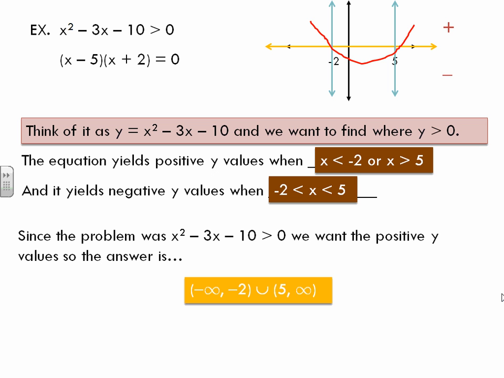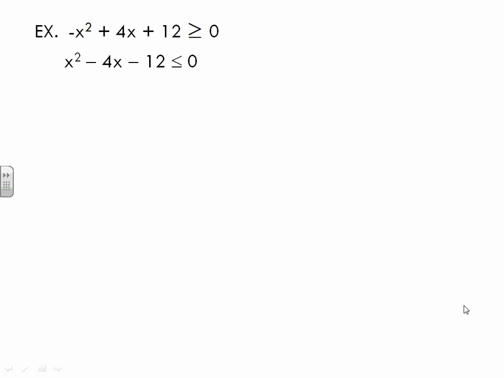Okay, so this may seem a little uncomfortable at first, but let's try another one and you'll see it's very repetitive and gets to be the same thing over and over again. You'll see patterns. Okay, so next one. We have -x² plus 4x plus 12 is greater than or equal to 0.